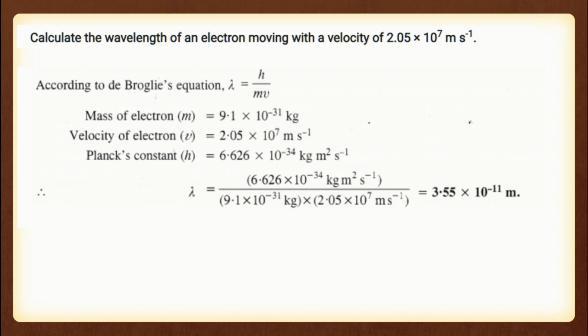Lambda = 6.626 × 10^-34 kg m²/s, the whole divided by 9.1 × 10^-31 kg into 2.05 × 10^7 m/s. This is equal to 3.55 × 10^-11 meters. So the wavelength of the electron is 3.55 × 10^-11 meters.